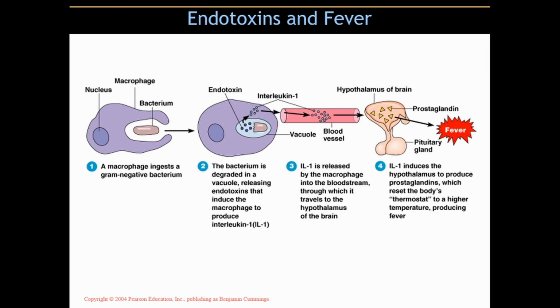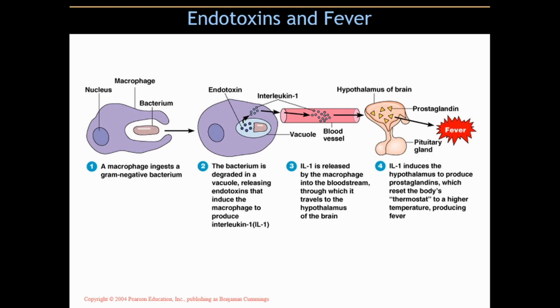The thing on the left, the purple thing, is supposed to be a macrophage, which to me kind of looks like a dinosaur's skull or its head. But anyway, that's a macrophage ingesting a bacterium, and this is a gram-negative bacterium. As a result of the breakdown of the bacterium, endotoxins are released. When those endotoxins get released, that induces the macrophage to produce interleukin 1.